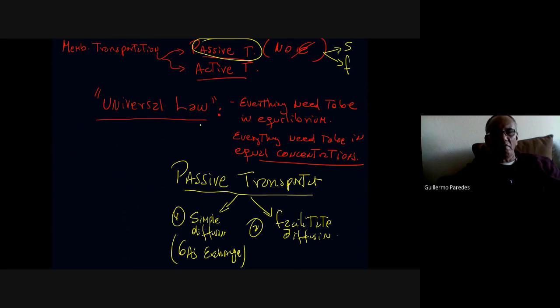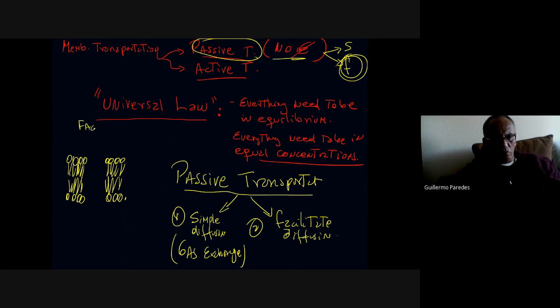So now let's talk about the facilitated diffusion. Facilitated diffusion is, as you say here, passive transportation, no energy. In this facilitated diffusion, here we have the cell membrane. But in the case of facilitated diffusion, you're going to have a protein. One protein here and another protein here. So this is a protein. This is outside, this is inside.